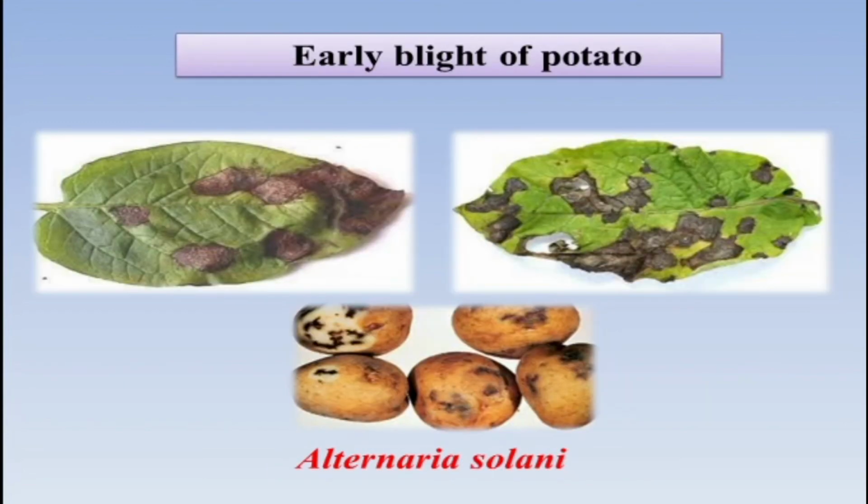Next one, early blight of potato. The fungus name is Alternaria solani. This fungus ruptures the skin of the leaf, and moreover the tubers of the fruit are also affected by Alternaria solani. Early blight of potato is a major disease in the potato plant.